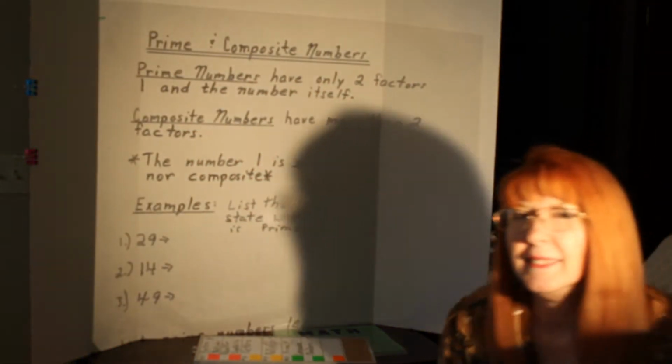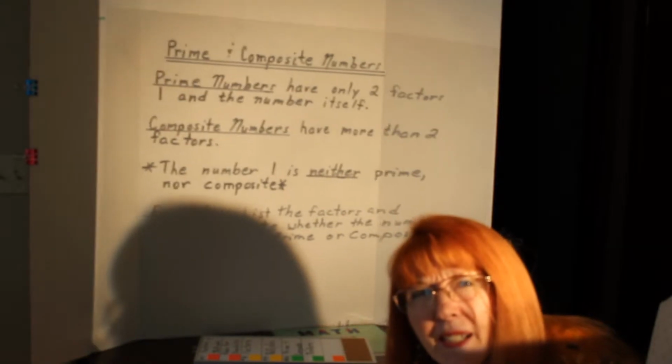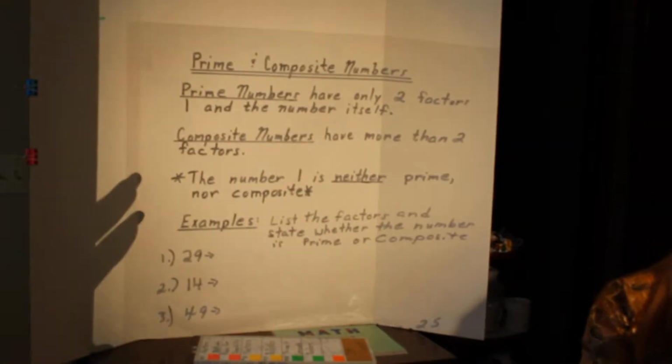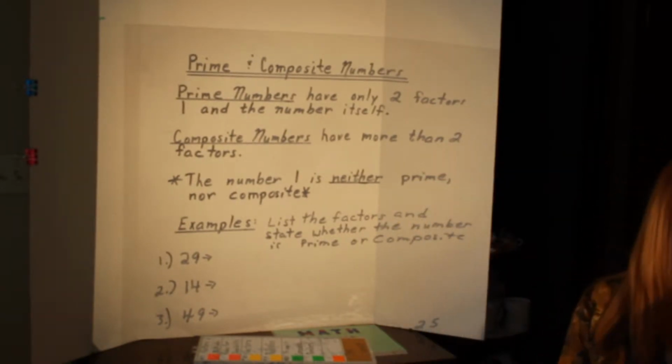A little bright. Make sure this is on the screen here. Where are we? There we are. Alright, so we're doing prime and composite numbers. Prime numbers, I'm going to move this over a bit.